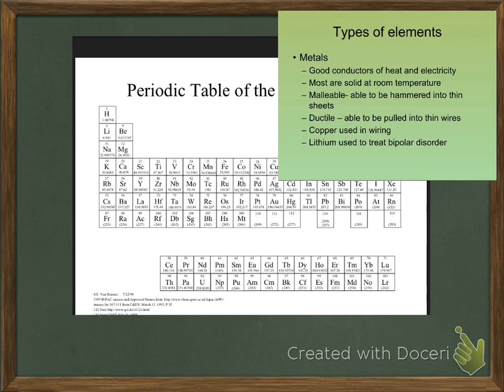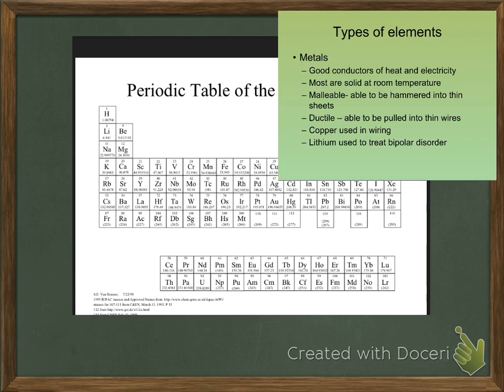There are 4 major classes of elements, and we're just going to talk very briefly about them. These are things that you should be somewhat familiar with from physical science. The first type of element we're going to talk about are the metals. And this is actually most of the periodic table. The metals are the most common elements in the universe.